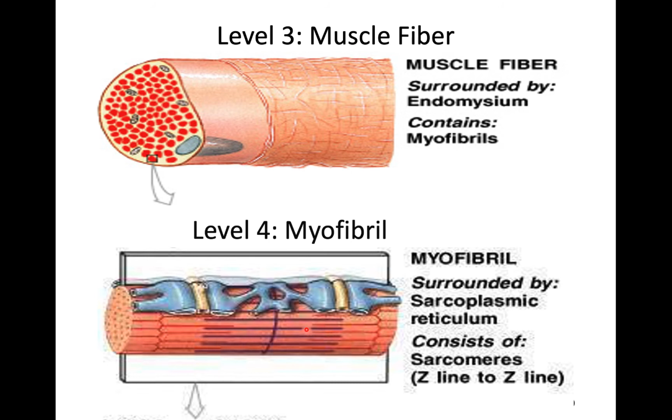Now, this myofibril, if you look on the inside of it, do you see the red lines and the blue lines? Those are two different types of proteins. The red lines are called actin. The blue lines are called myosin. We're going to talk about that in just a moment.